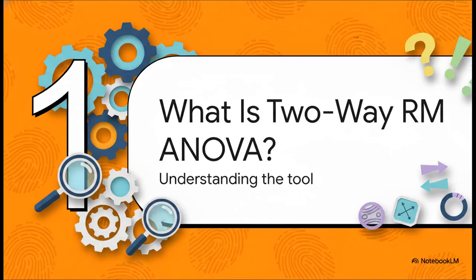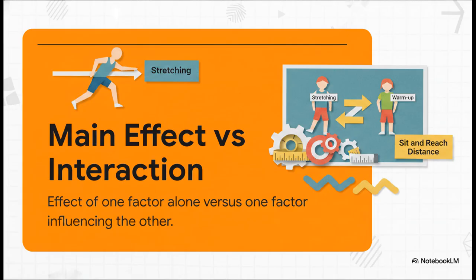What is two-way RM ANOVA? Before we start crunching the numbers, we need to thoroughly understand this statistical tool and identify the specific variables, or suspects, in our case study. So what are we actually dealing with here? With this kind of ANOVA, we have an experiment with two factors, where the exact same subjects receive more than one condition. The crucial thing is knowing the difference between a main effect and an interaction.